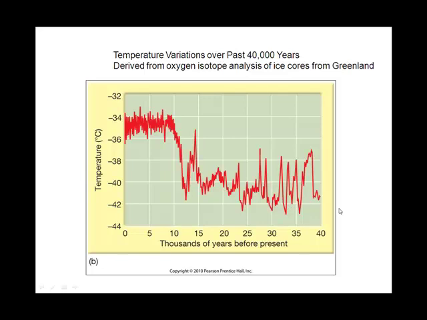So this graph is looking at surface temperature variations going back in time. Here we have time 0, and this is going back 5,000 years, 10,000 years, 15,000 years, 20,000 years. But check out how some of these oscillations go. This is looking at just ice core data, looking at the surface temperatures.